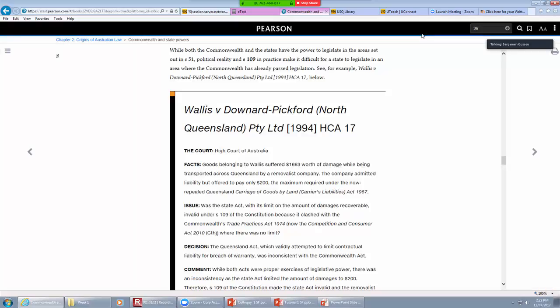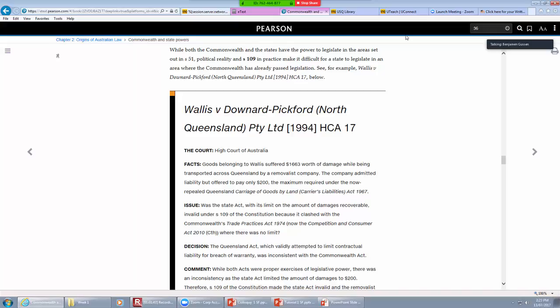All right. In Wallace, this was another Section 109 case. Section 109 comes from our Constitution, the Australian Constitution. And what does that section basically say? If you look at an act that's a Commonwealth Act, and an act that's a State Act, and there is inconsistency between the two acts, which act is going to trump, which act is going to overrule the other? It's going to be the Commonwealth Act over the State Act.